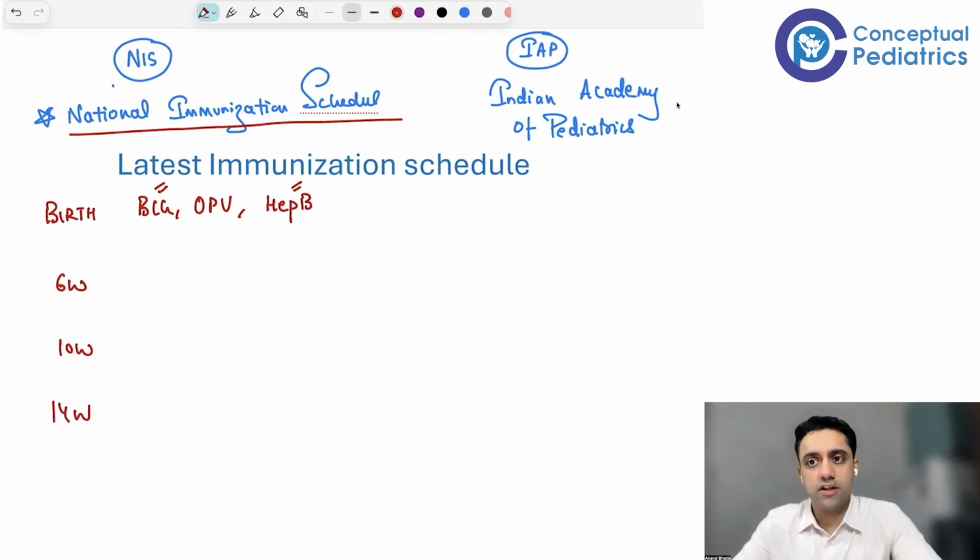BCG we have to make sure we give before discharge, before the baby discharges. Hepatitis B is given within 24 hours of life. And same like OPV. BCG, OPV, and Hep B.